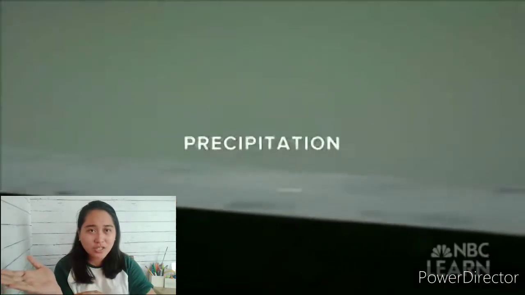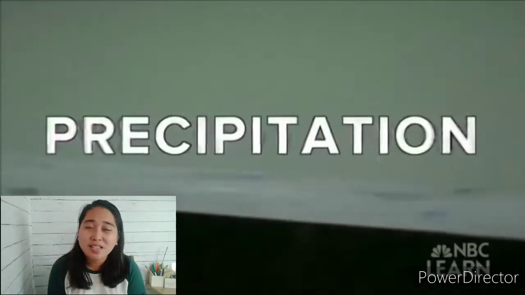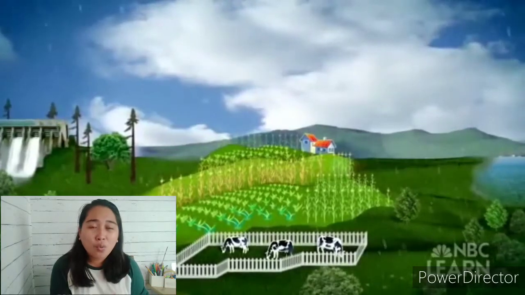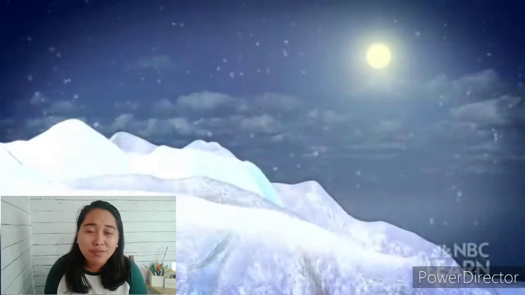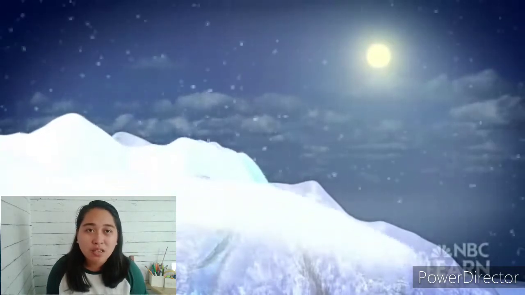Now, the moment that the clouds cannot hold the water vapor anymore, it will undergo the next process, which is the precipitation. Precipitation process is the mechanism of water transfer from the atmosphere back to the ground surface or the water surface.